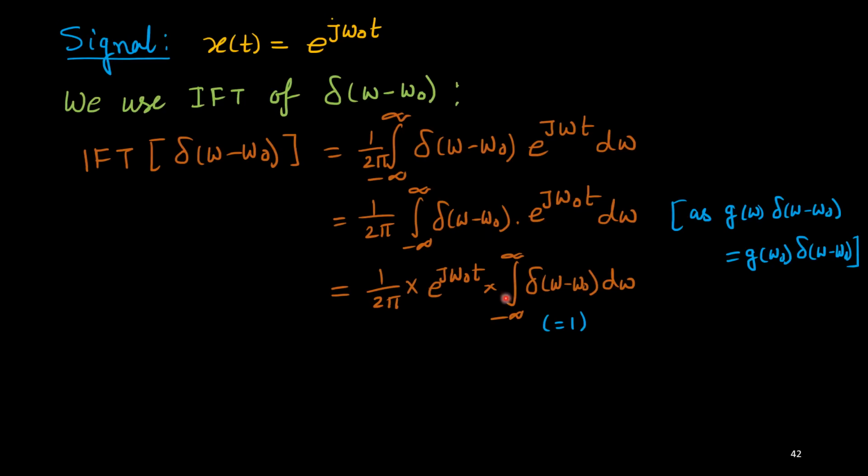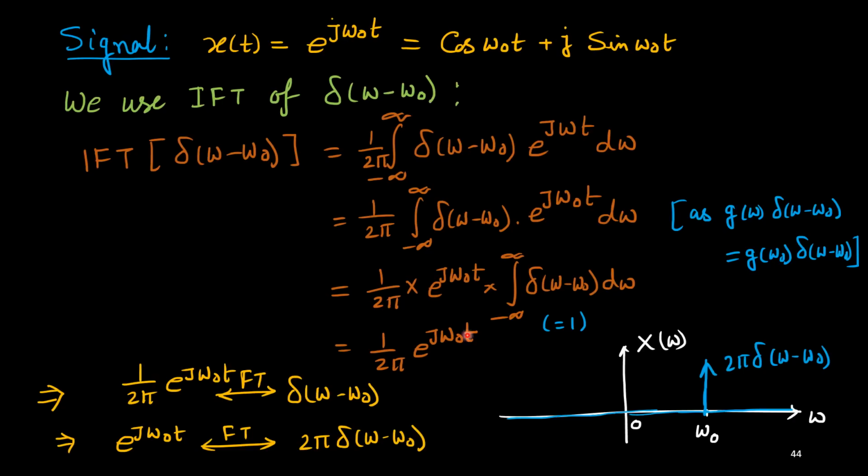Now I'll integrate only the function delta(omega minus omega naught) d omega, and this integral is 1 because it is a unit impulse located at omega equal to omega naught, and the range is minus infinity to plus infinity, so it will include this impulse's position. Thus the area is 1. So we get 1 upon 2 pi e to the power j omega naught t. It shows that for the time domain signal 1 upon 2 pi e to the power j omega naught t, its Fourier transform is delta(omega minus omega naught).